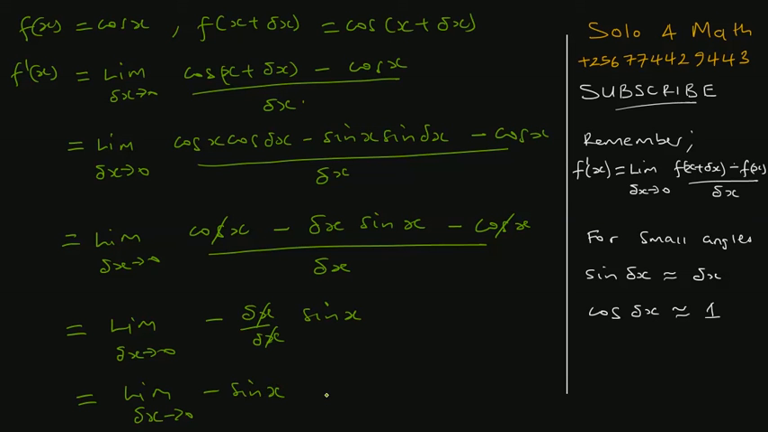sine x. So we can even write this as a negative limit dx tending to 0 of sine x. Since we don't have the dx in this function, this will be equal to a negative, then it will remain with this function here, sine x. So when you differentiate cos x, you end up with negative sine x. Alright, we are good to go.